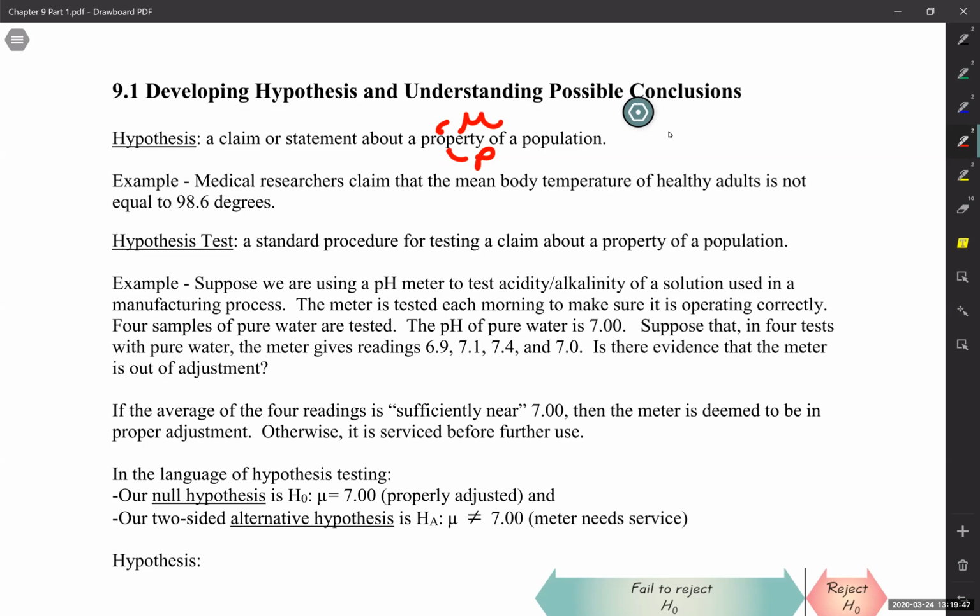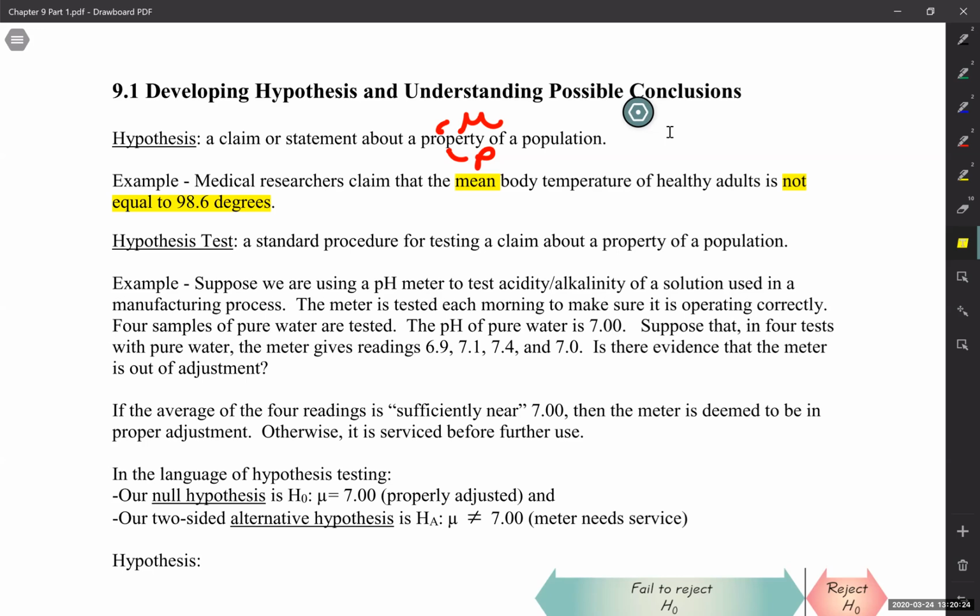Medical researchers claim that the mean body temperature of a healthy adult is not equal to 98.6 degrees. So some key things I see that we're talking about the mean, and then it makes a claim, in this case, not equal to 98.6 degrees. So it makes a claim of either equality or inequality, including less than and greater than to some number. So a hypothesis test is the test we're going to do to test the claim about the mean or about the proportion of a population.